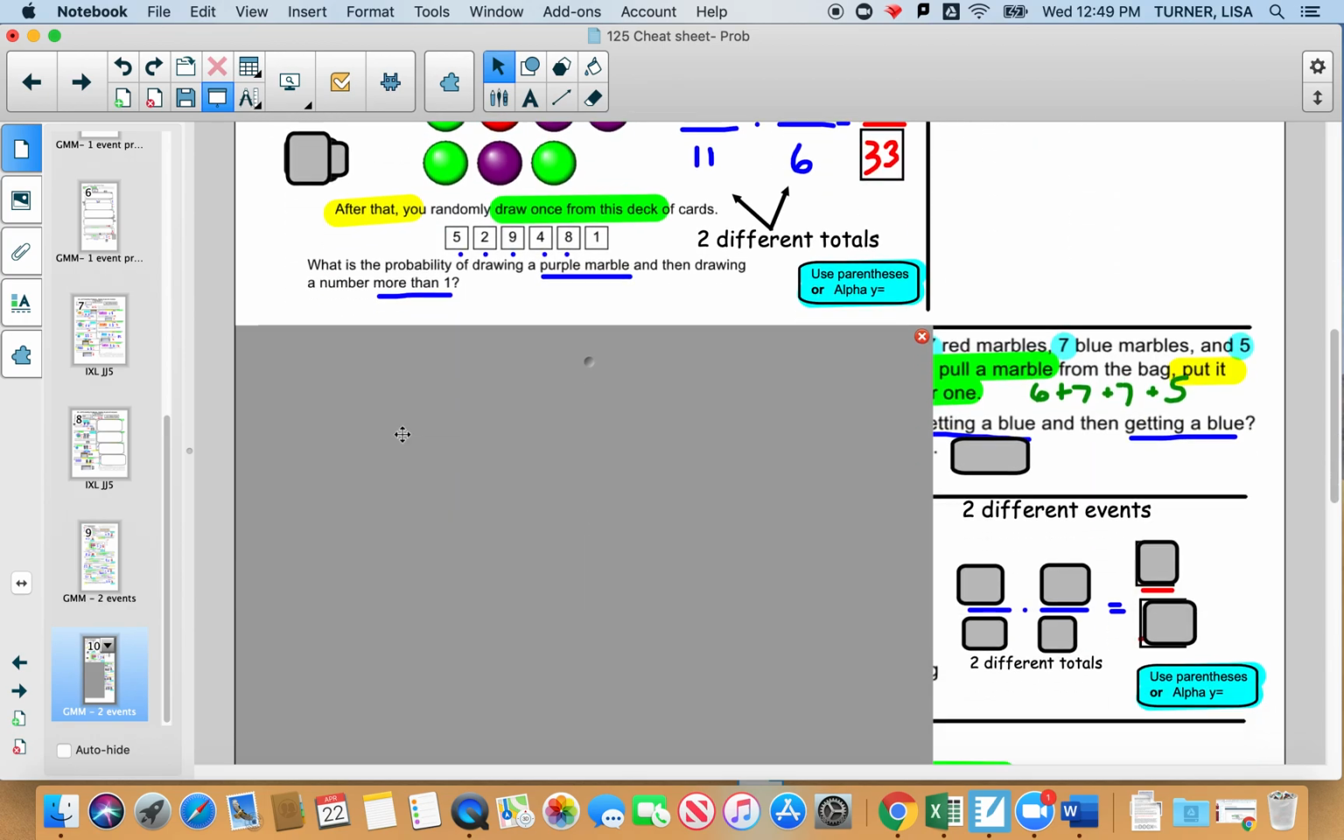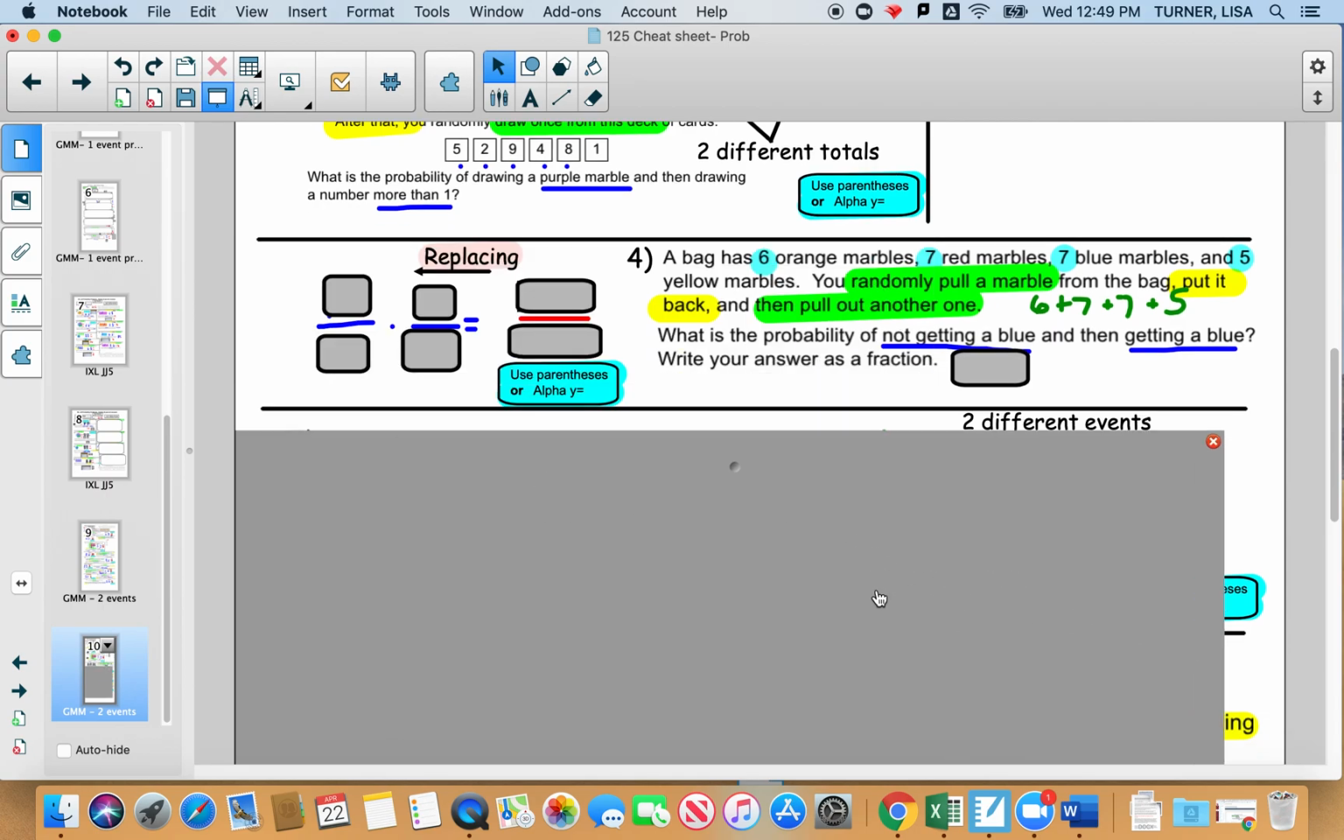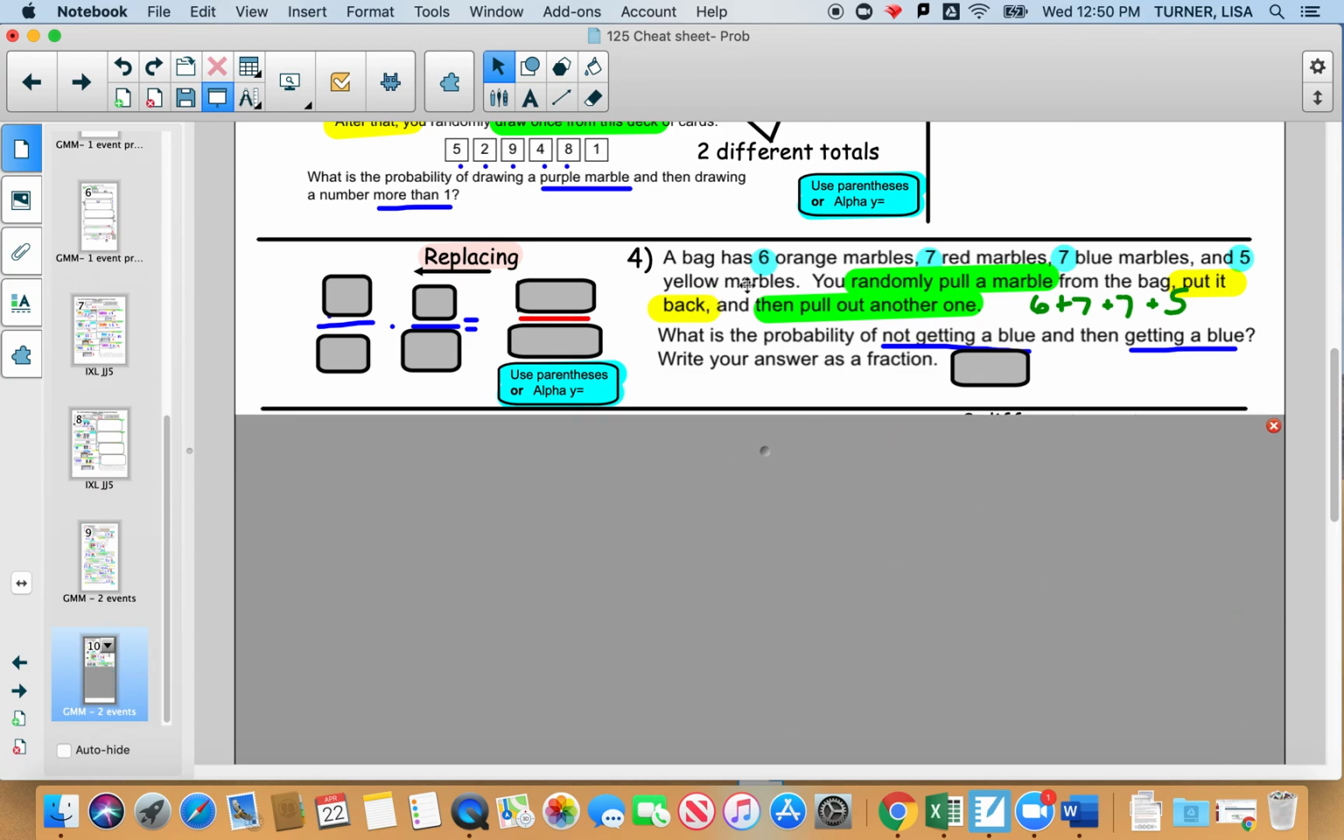Alrighty, thanks for sticking with me. Number 4 is one that has another description of totals. All right, and let me just move this in place.